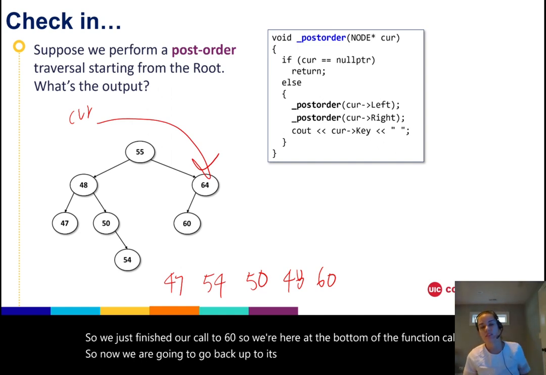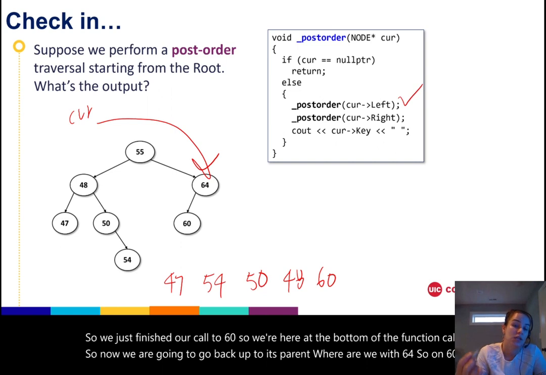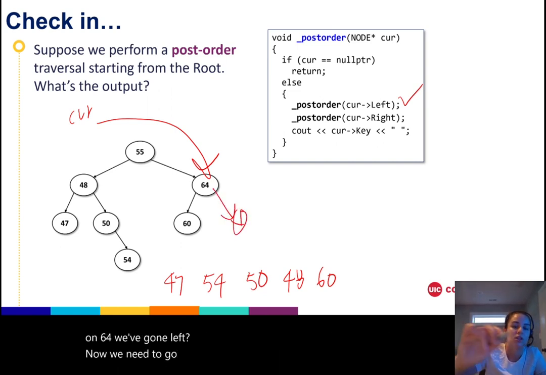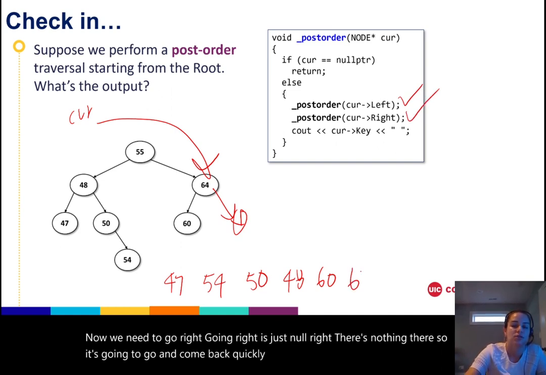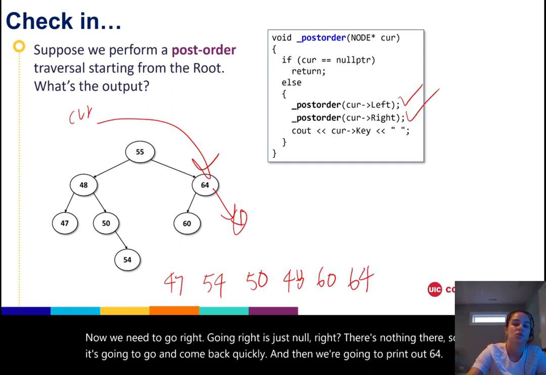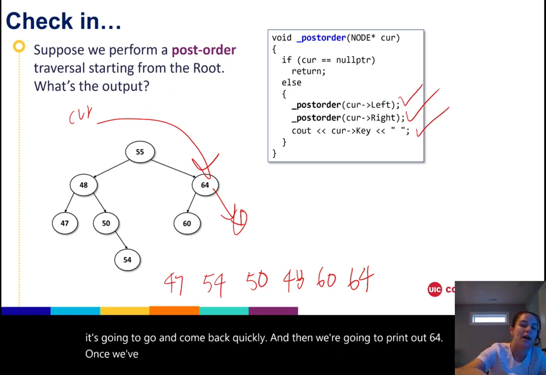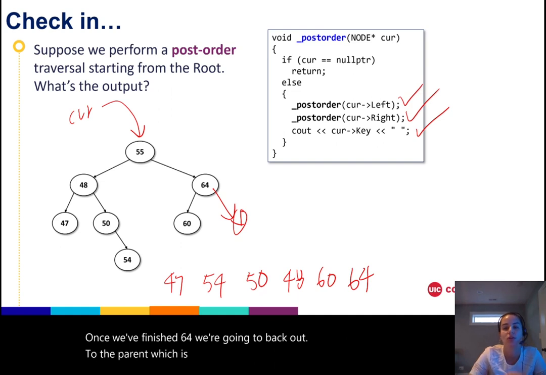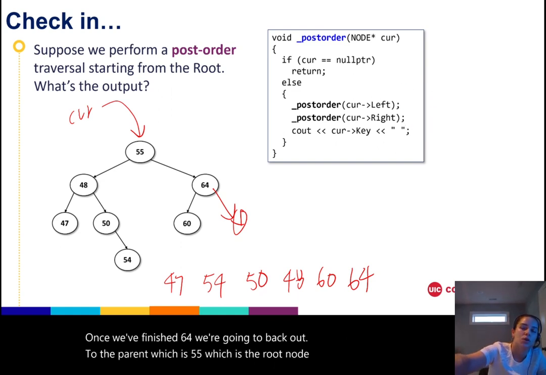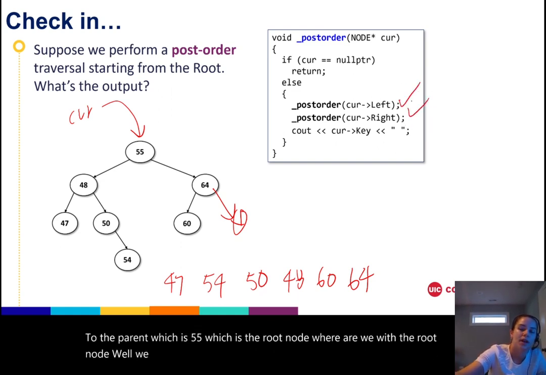So we're here at the bottom of the function call. So now we are going to go back up to its parent. Where are we with 64? So on 64, we've gone left. Now we need to go right. Going right is just null, right? There's nothing there. So it's going to come back quickly. And then we're going to print out 64. Once we've finished 64, we're going to go back out to the parent, which is 55, which is the root node. Where are we with the root node? Well, we went left, we went right, and now we're going to print.